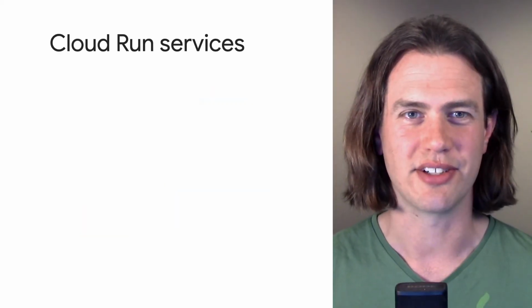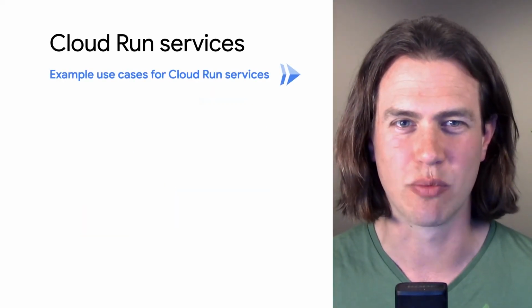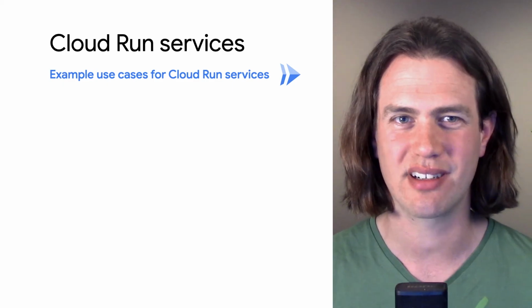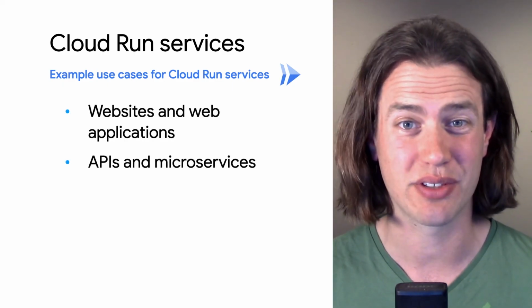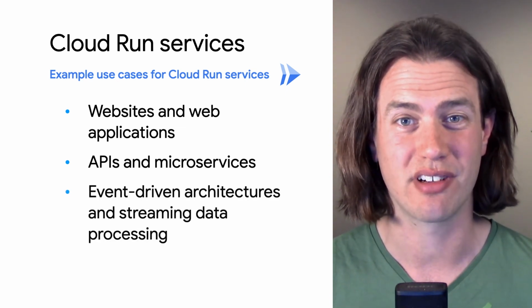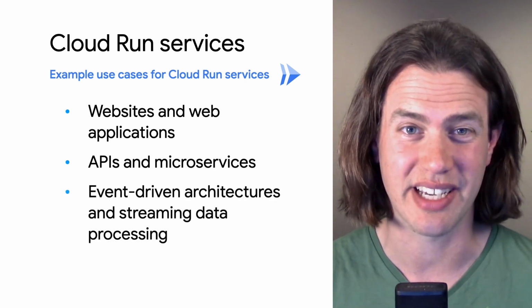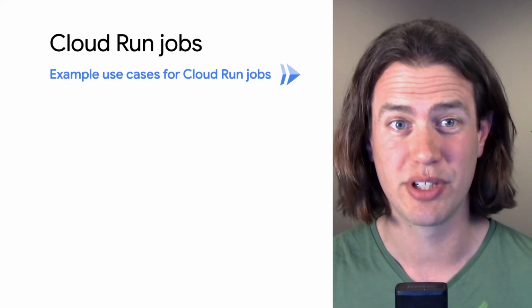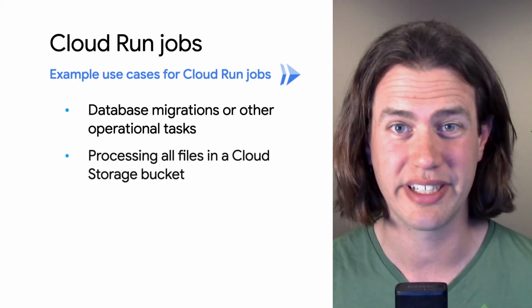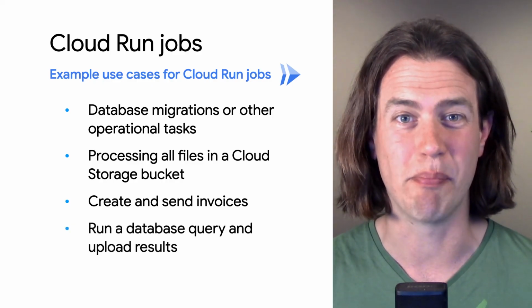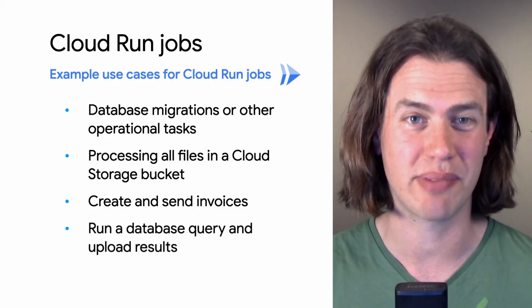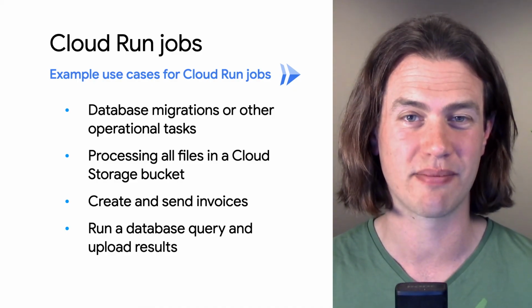So, to wrap up, workloads that run well on Cloud Run services are websites and web applications, APIs and microservices, event-driven architectures, and streaming data processing. Cloud Run jobs is there to help you run scripts and schedule recurring jobs. A very powerful feature is that jobs can process many independent tasks in parallel with array jobs.